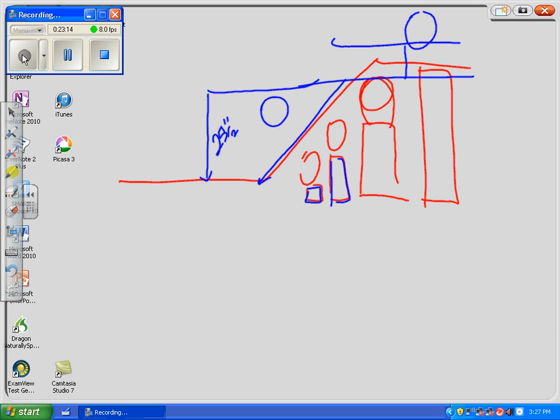So we know two things now, right? We know the hypotenuse. What is our hypotenuse? Somebody give me a guess. 32 inches, I like it. 32 inches.